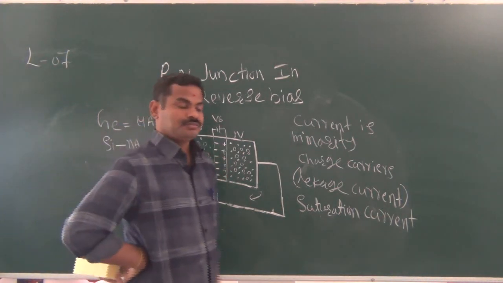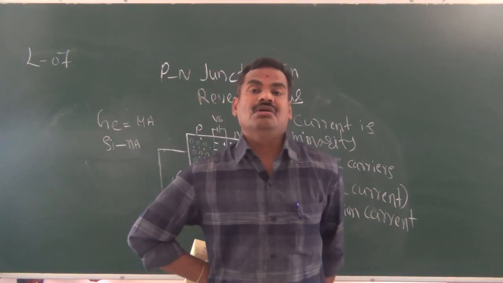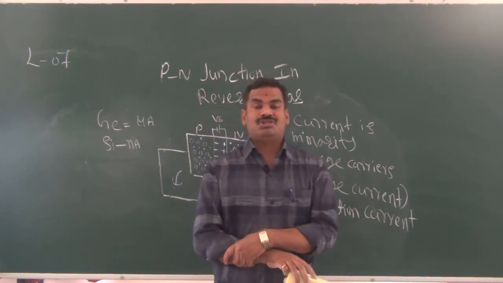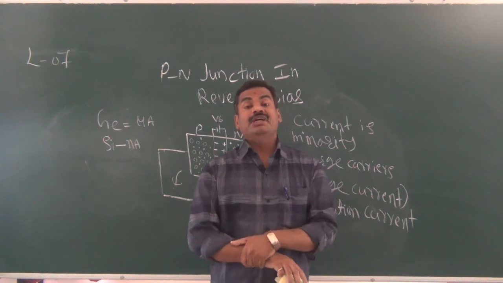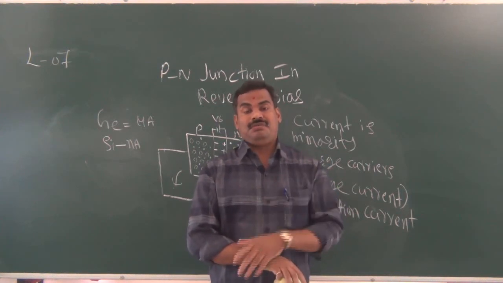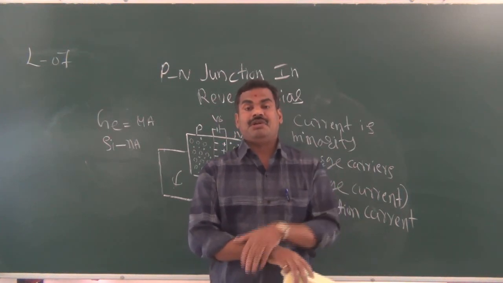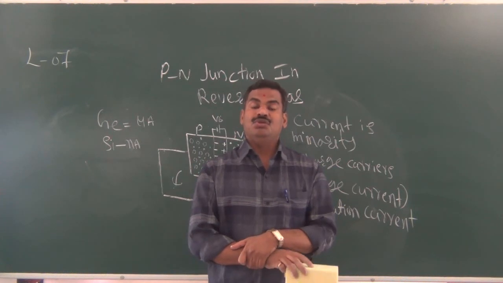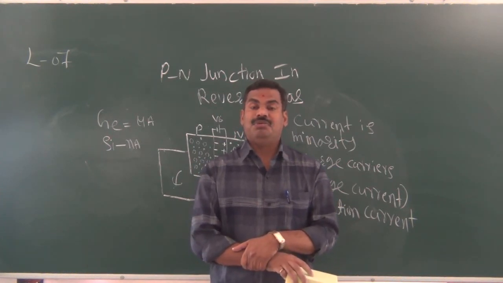This is about today's class, and in tomorrow's class we'll go for the VI characteristics. If you draw the graph, you see the effect of voltage and current, that is the VI characteristics of the PN junction.